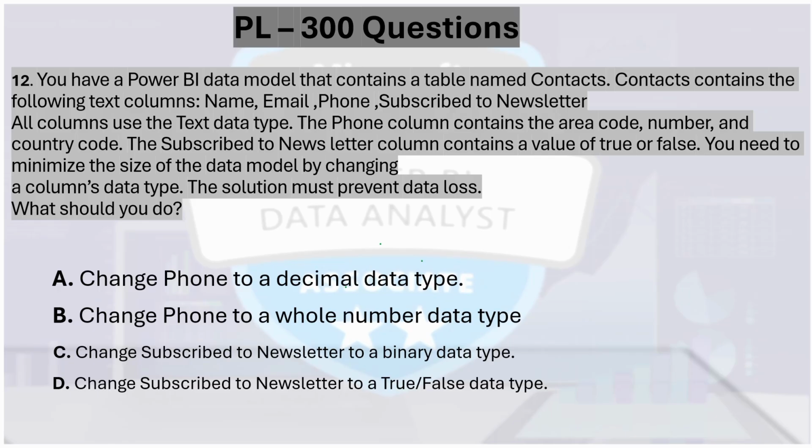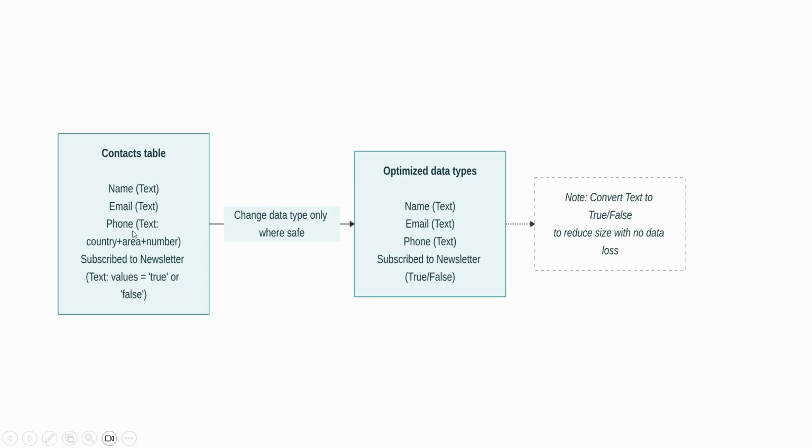What should you use? So here, the first option: change the phone to a decimal data type. No, it is not relevant. This one, change the phone to a whole number. It is also not necessary. Change the subscribe to newsletter to a binary type. No, binary type is not given. But the last one, change the newsletter column to a true/false data type. If we do this, we can save the space. Okay, the answer is D. You can see here, this is the newsletter column. We just change this into true/false. Now it is optimized.